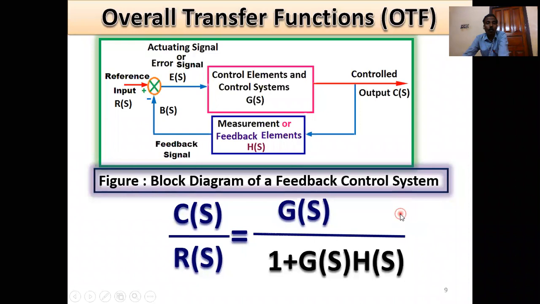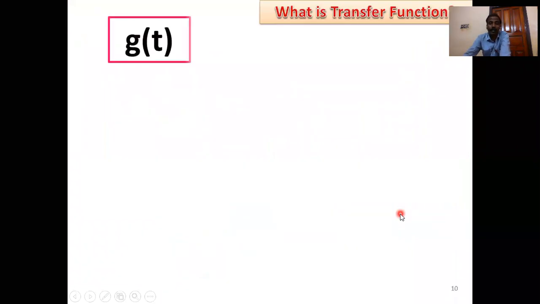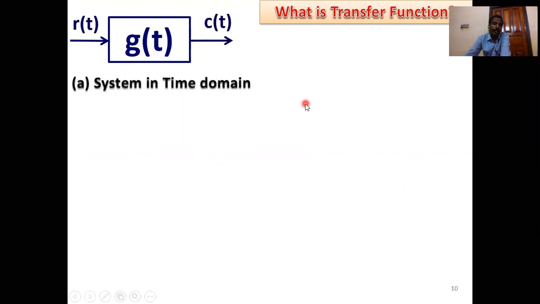This is called the overall transfer function of the system. So what is a transfer function? Suppose this is the control system gain G of t, with reference input or set point R of t, and the output equals C of t. This is a system in the time domain.